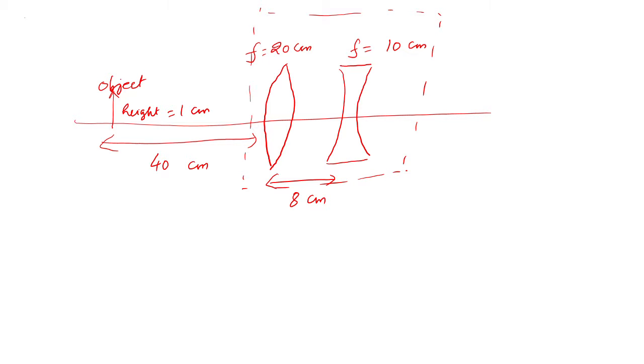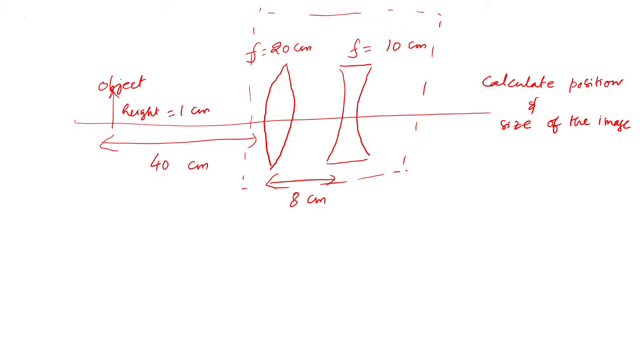The optical system consists of two lenses, a converging lens of focal length 20 centimeters and a diverging lens of focal length 10 centimeters. The object is placed 40 centimeters from the optical system, with a height of 1 centimeter. So now we have to calculate the position and size of the image.